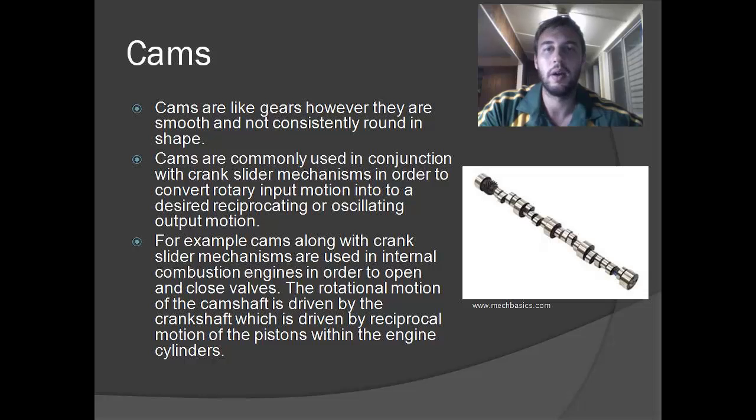Cams are like gears, however they are smooth and not consistently round in shape. Cams are commonly used in conjunction with crank-slider mechanisms in order to convert rotary input motion into a desired reciprocating or oscillating output motion. For example, cams along with a crank-slider mechanism are used in internal combustion engines in order to open and close valves. The rotational motion of the camshaft is driven by the crankshaft, which is driven by the reciprocal motion of the pistons within the engine cylinders.